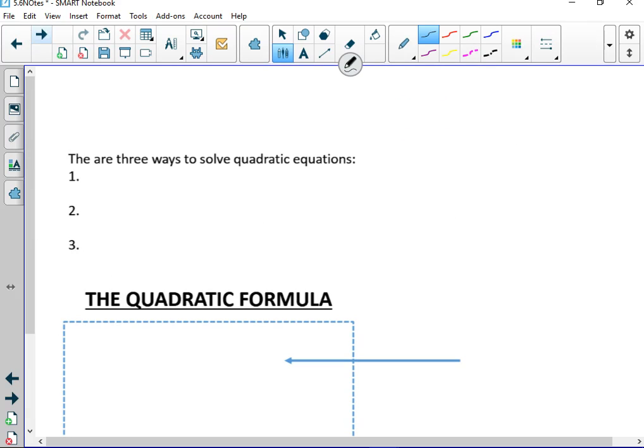Okay, so there's three different ways to solve quadratics. Everybody's favorite, factoring. Okay. So we got square rooting, which we did yesterday, and quadratic formulas.